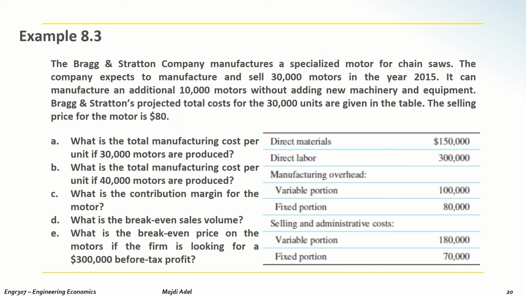Example 8.3. The Briggs & Stratton Company manufactures a specialized motor for chainsaws. The company expects to manufacture and sell 30,000 motors in year 2015. It can manufacture an additional 10,000 motors without adding new machinery and equipment. Briggs & Stratton's projected total cost for 30,000 units is given in the table below, and the selling price for the motor is $80.